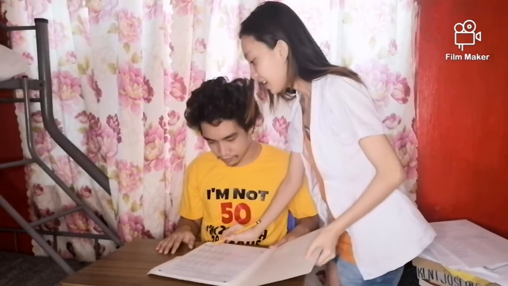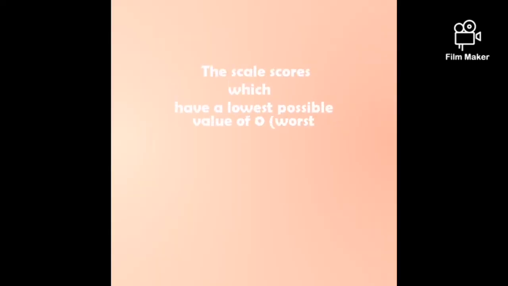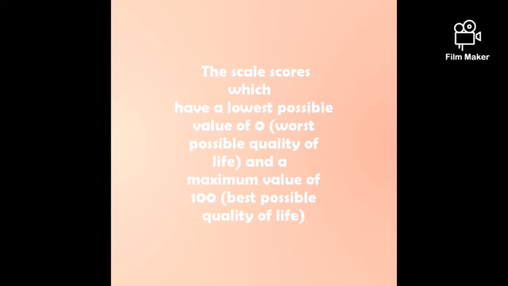Give the questionnaire to your patient and explain to them how to do it, and let them answer. Scale scores: the lowest possible value of 0 has the worst possible quality of life, and the maximum value of 100 has the best possible quality of life.